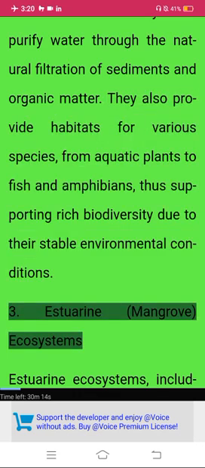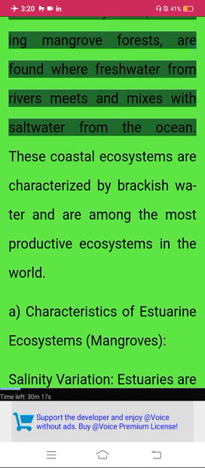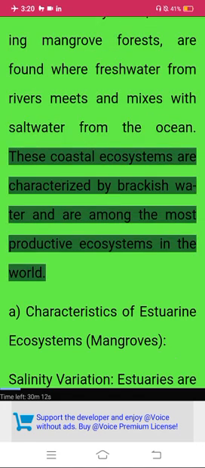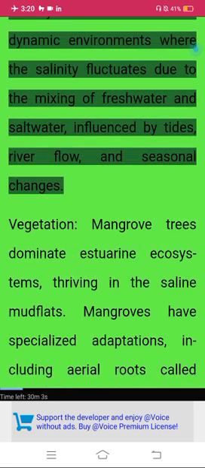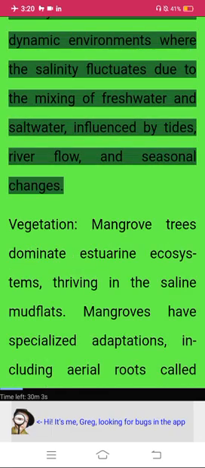3. Estuarine and mangrove ecosystems. Estuarine ecosystems, including mangrove forests, are found where freshwater from rivers meets and mixes with saltwater from the ocean. These coastal ecosystems are characterized by brackish water and are among the most productive ecosystems in the world. Characteristics of estuarine ecosystems and mangroves. Salinity variation. Estuaries are dynamic environments where the salinity fluctuates due to the mixing of freshwater and saltwater, influenced by tides, river flow, and seasonal changes.